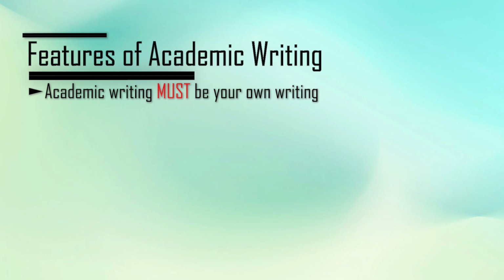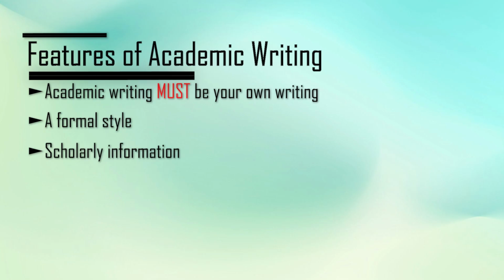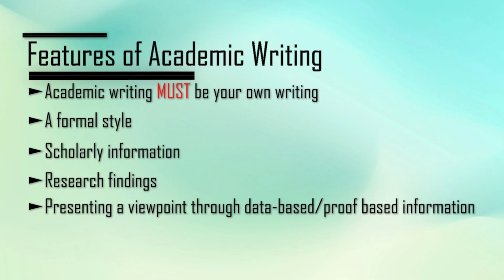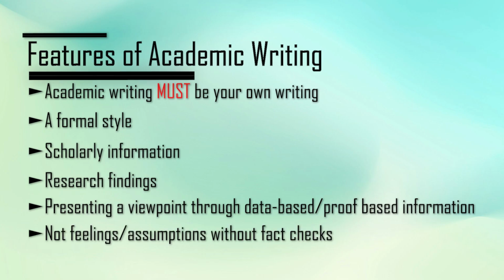What are the other features that we find common to academic writing? A formal style, that means an elevated style, not a style that is common, colloquial, or casual. What must you include in academic writing? Scholarly information, not what you assume to be the truth or what you feel, but what you find from other people's scholarship, research findings. You need to pay attention to literature that has already been there on the topic that you're working on. So, presenting a viewpoint through data-based, proof-based information. What you cannot present in academic writing is feelings, assumptions without fact checks.